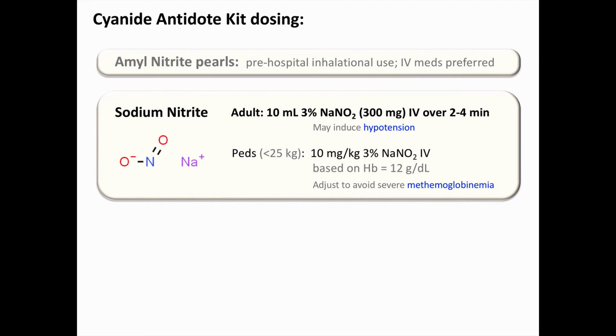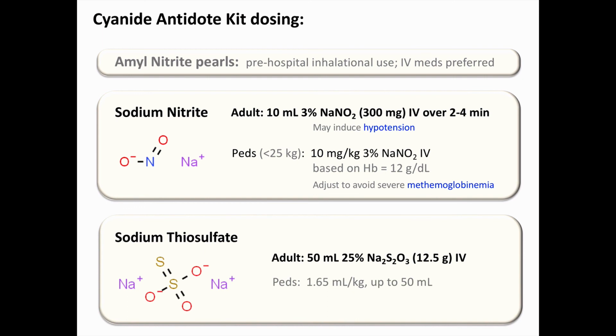Adults get 10 mL of a 3% solution for a total of 300 milligrams, given over a few minutes. You have to watch for hypotension since nitrites and nitrates can cause vasodilation. Pediatric dosing is, as typical, by weight, but there is also some dose dependence on the hemoglobin level. You give an amount proportional to the hemoglobin level to avoid causing too high a degree of methemoglobinemia. Dosing tables for this are available, although not shown here. Theoretically, there should be some hemoglobin dose dependence in adults too, but apparently everyone ignores that because there's more room for error. Sodium thiosulfate, 12.5 grams IV, is then given in adults, and the pediatric dosing is weight-based.